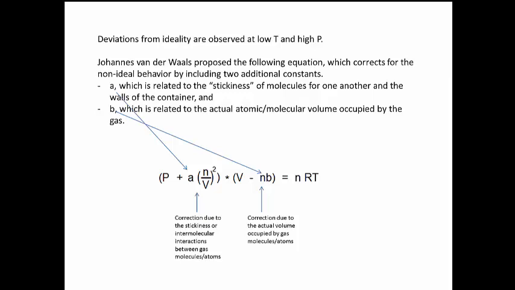The first correction and the first constant, a, is related to the stickiness of the molecules. That is, when the molecules actually collide with each other, they do sometimes hang around for a brief period of time because they interact with each other. Likewise, the gas molecules can interact a little bit with the walls of the container. The second correction and the second constant, the b constant, is related to the actual atomic or molecular volume occupied by the gas molecules or the gas atoms. Now, these two constants, a and b, can be experimentally determined for many gases, and when they are used, this equation can then correct for the deviations we saw in the previous slide.